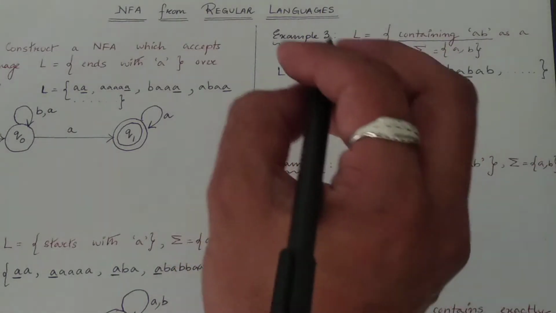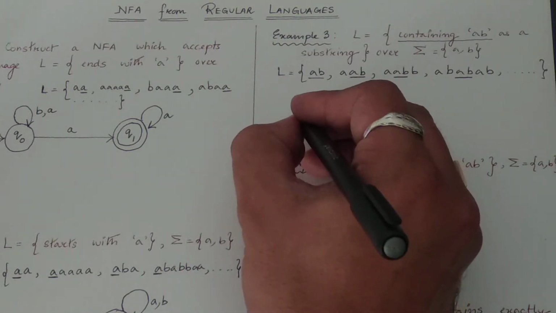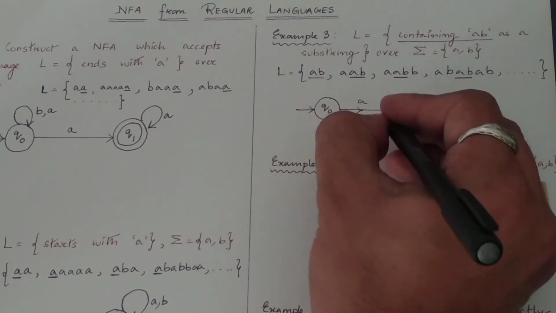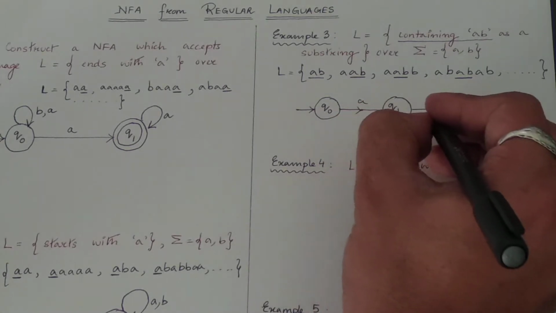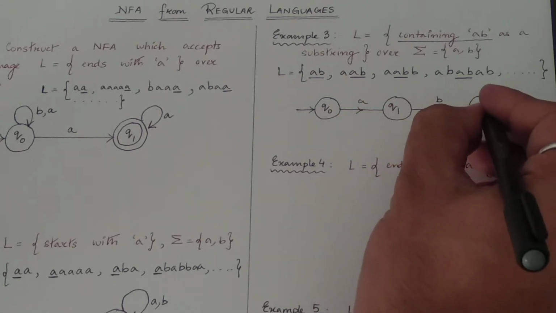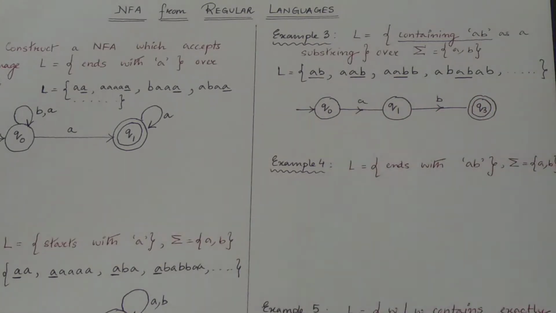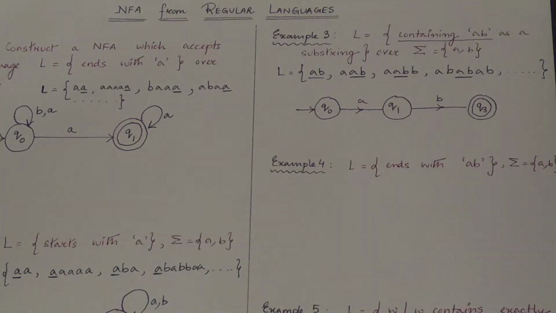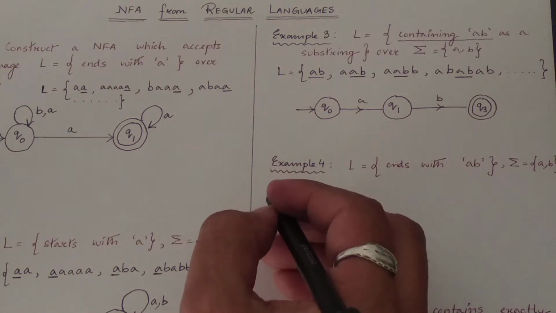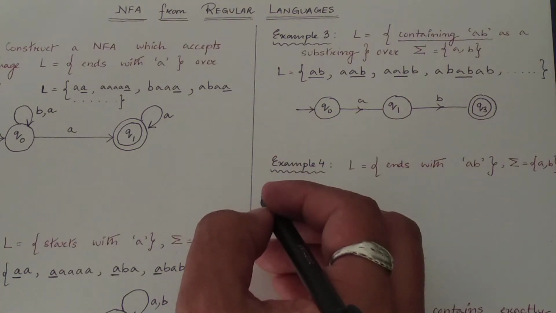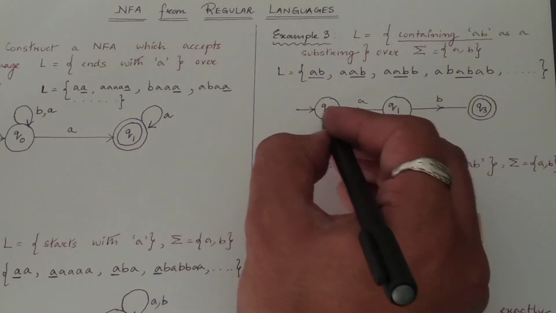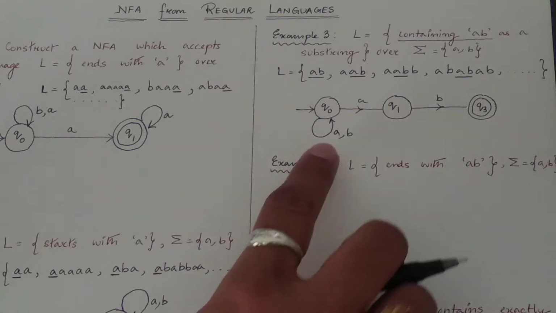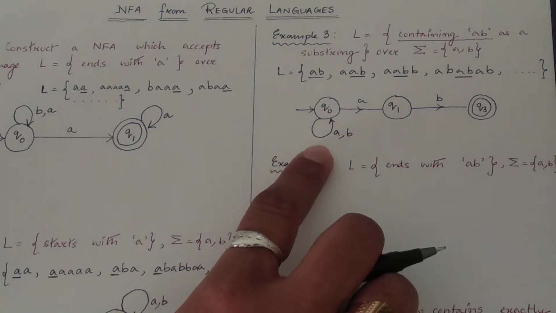So let me first draw AB. The initial state I have taken is Q0, I have drawn A, then Q1, and then B, and I have moved on to the final state Q2. Now you can check that the initial string AB is accepted. In the initial part there is no restriction, so the start can be any combination of A and B. So I can take a self loop on Q0 with A comma B, because at the start you can have any number of combinations.